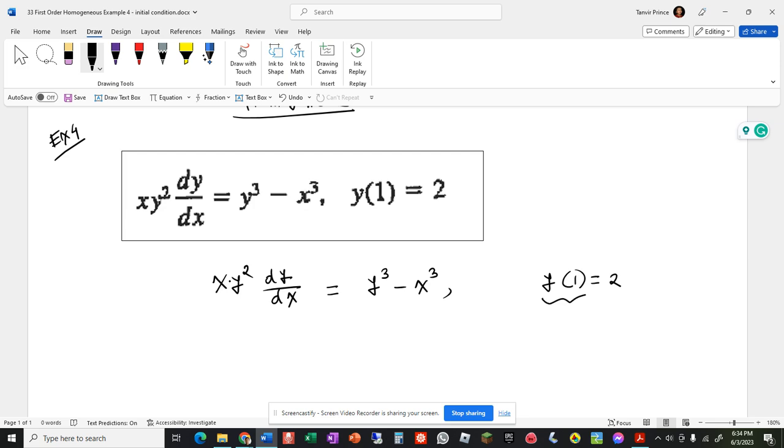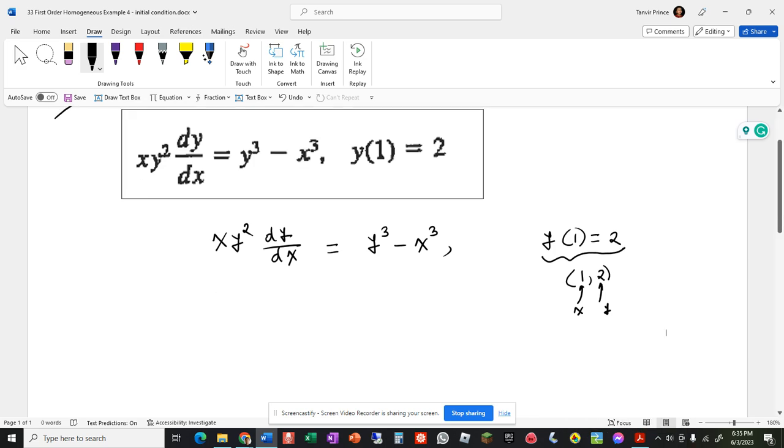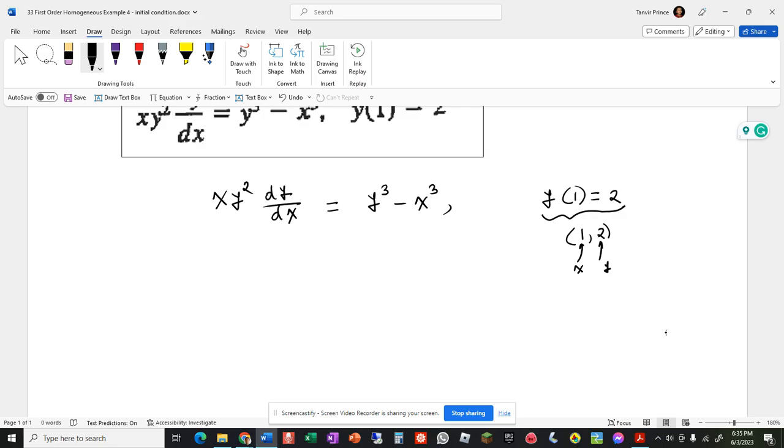So geometrically, this means the graph has to go through the point (1, 2). The x is 1 when y is 2. So the graph has to go through this initial point (1, 2). So that's a geometric picture. Okay, so first solve for dy/dx.